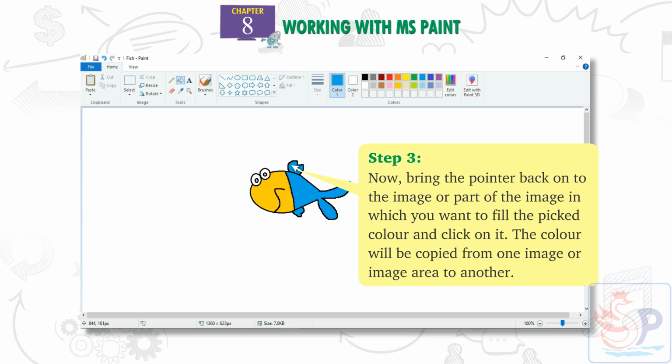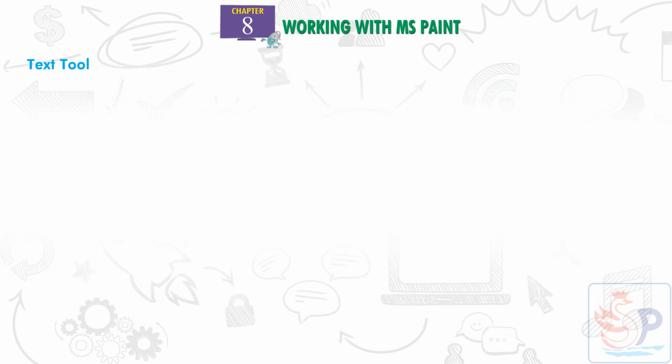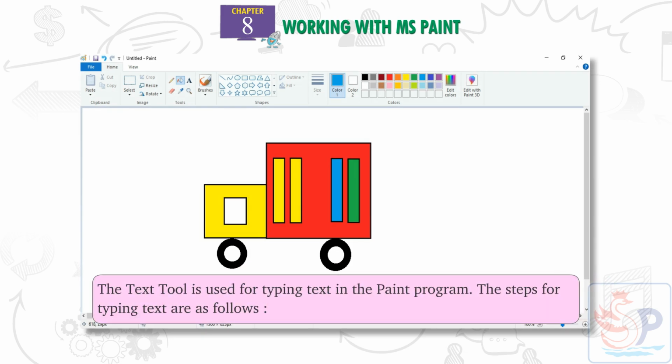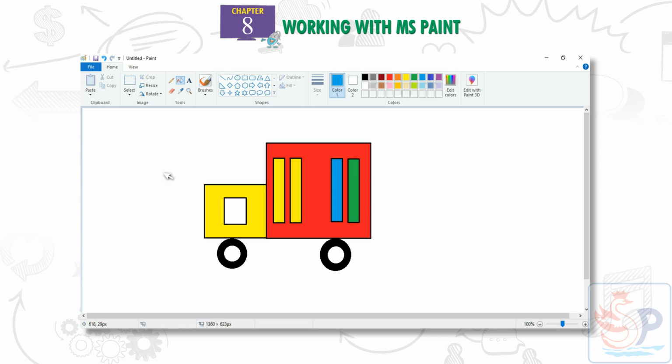The color will be copied from one image or image area to another. Text tool. The text tool is used for typing text in the Paint program. The steps for typing text are as follows.